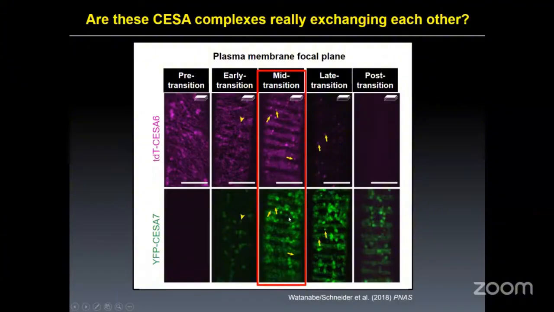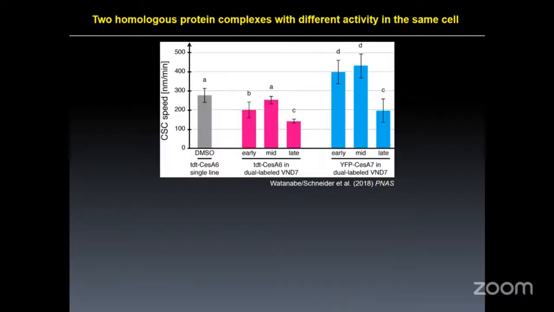What's really neat is that you have an overlap between the primary wall synthesis and secondary cell wall synthesis. So now we can look at whether these complexes are actually moving in the same way. We quantified this, and we found that the secondary cell wall complexes move twice as fast as the primary ones. So that means they're spitting out cellulose twice as fast during the secondary cell wall as during the primary cell wall.